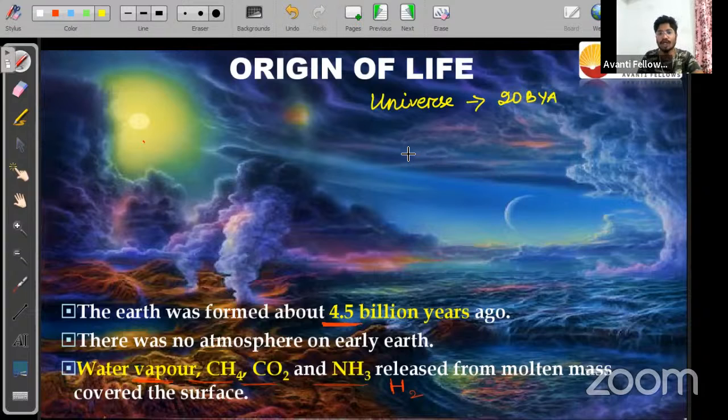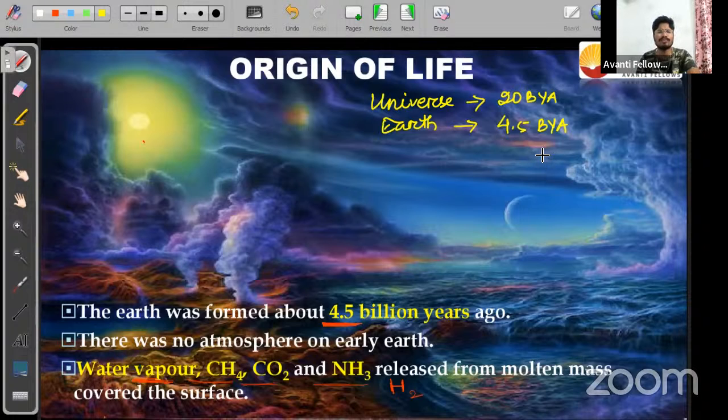Earth was found, and Earth as a very good condition for the survival of living organisms was found just 4.5 billion years ago. Just consider this one, not exactly 16, it is 15.5 billion years after the formation of universe, 15.5 billion years later Earth was seen, Earth was formed.